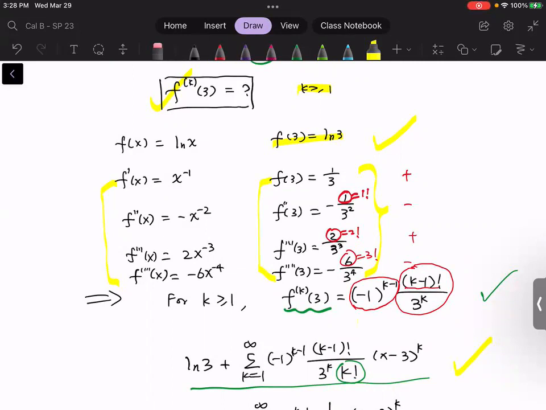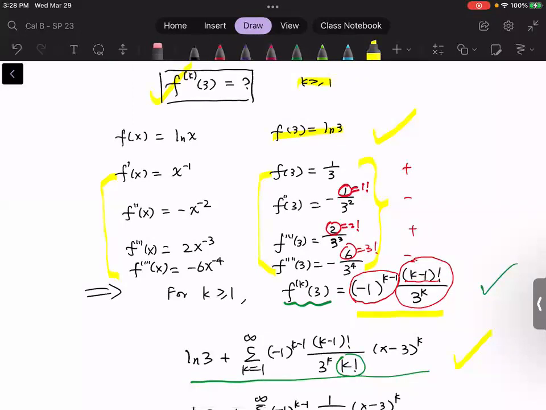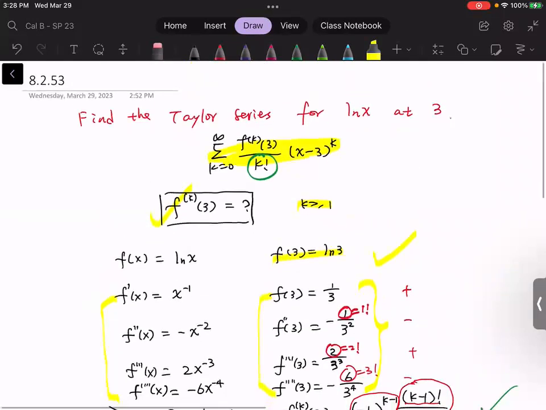If we are able to get a formula like this one, the remaining part is just to plug in, and we don't even need to simplify it. So this is what we need to do here.